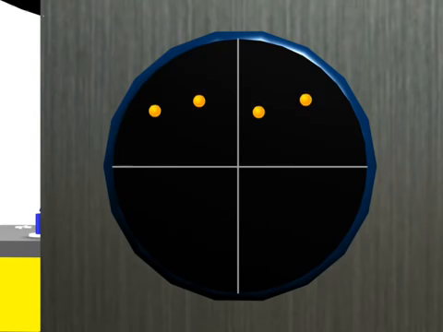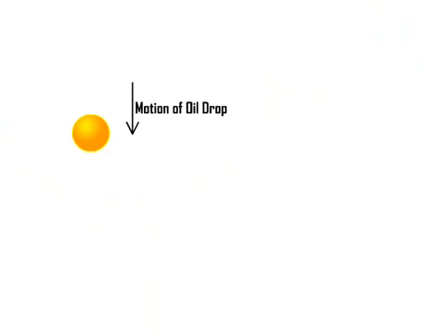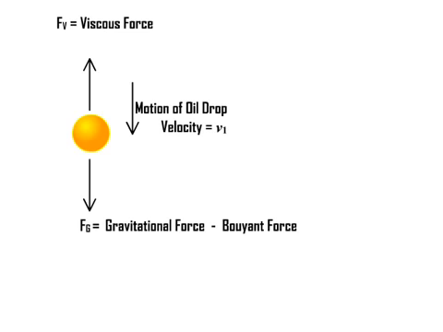First it accelerates because of the gravitational force Fg, and then due to viscous force Fv, a steady velocity is reached due to the air inside, which acts in a direction opposite to the motion of the oil drop. Let this velocity be v1. v1 can be known by recording the time required for an oil drop to fall a certain distance with a constant velocity.